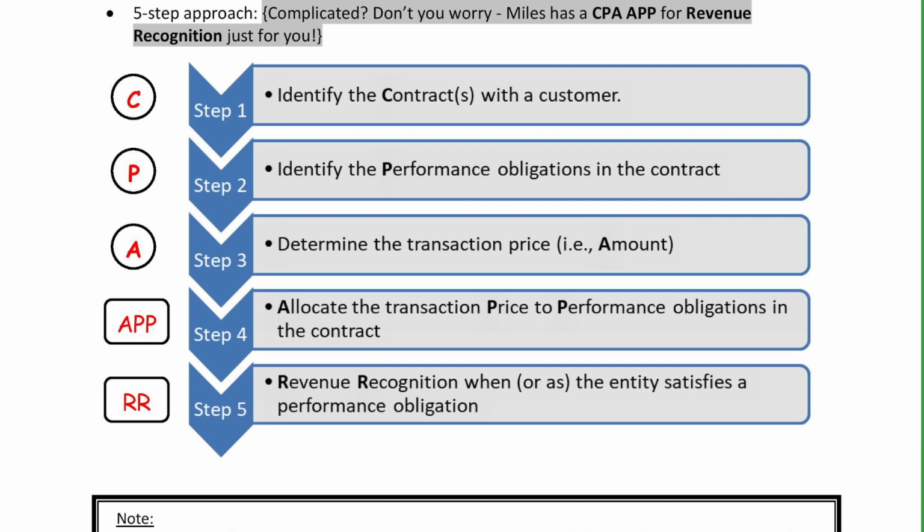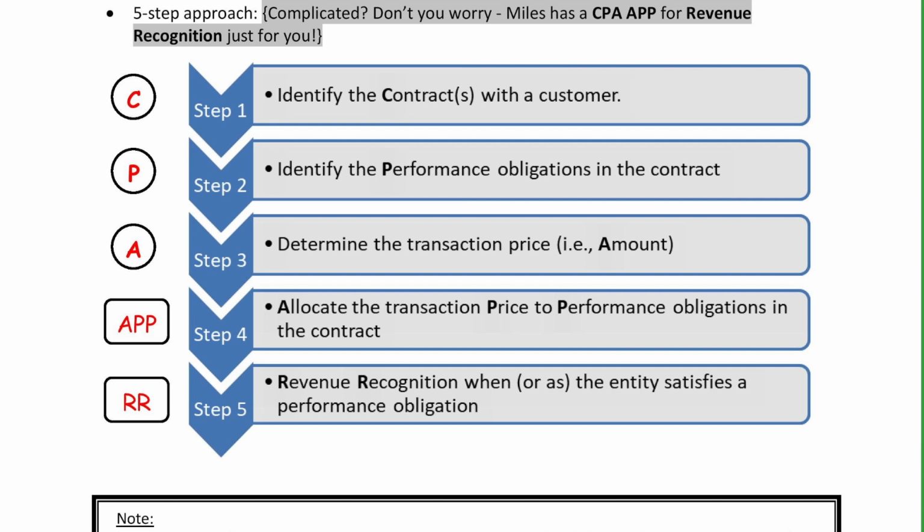Step number 1, the C of CPA says identify the contract with the customer. So the C is contract. Step 2, the P of CPA, that is performance obligations. So you need to identify the performance obligations in the contract. So basically all the deliverables. Step 3, A of CPA, that's amount. So need to determine the transaction price or the amount.